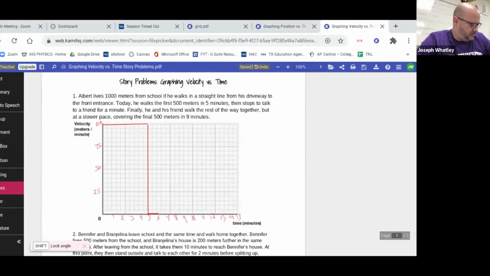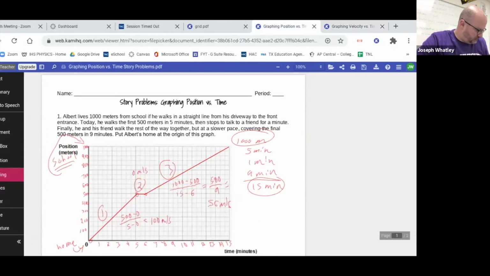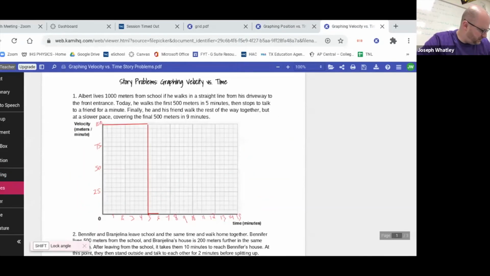Then what happened? From 6 minutes to 15 minutes, he moved at 56 meters per second. So we come back over here. We go to 56, which would be right around here, I think. And he does it from 6 minutes all the way to 15 minutes. And we can connect the lines. So this is your velocity versus time graph.